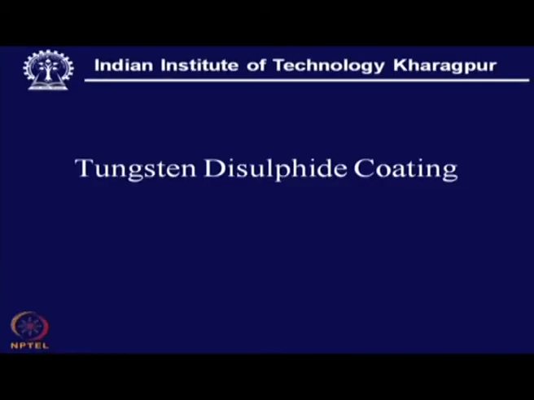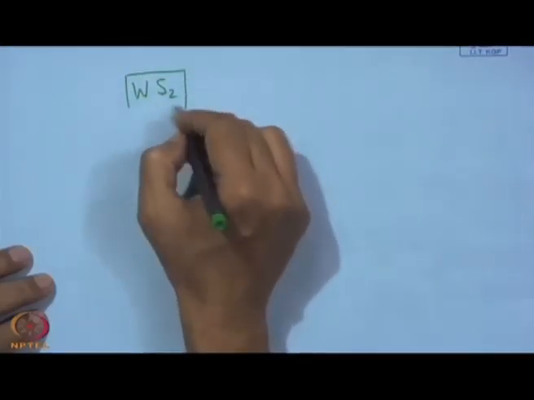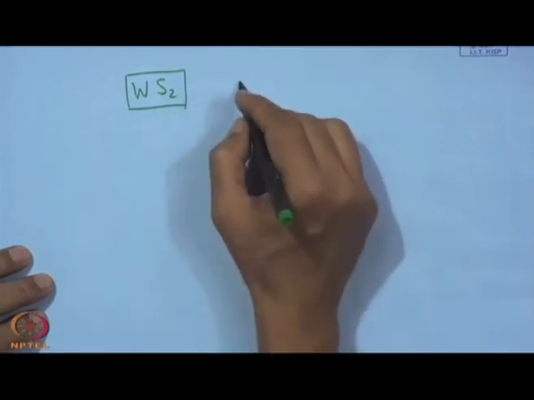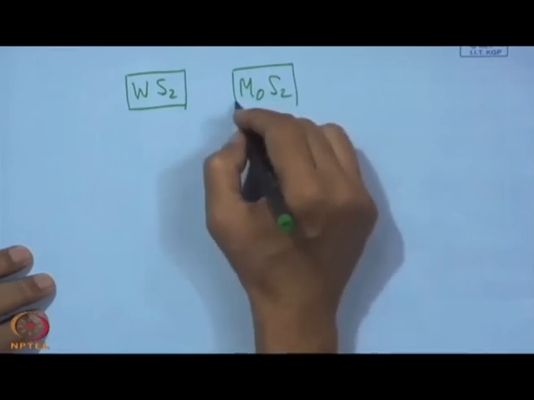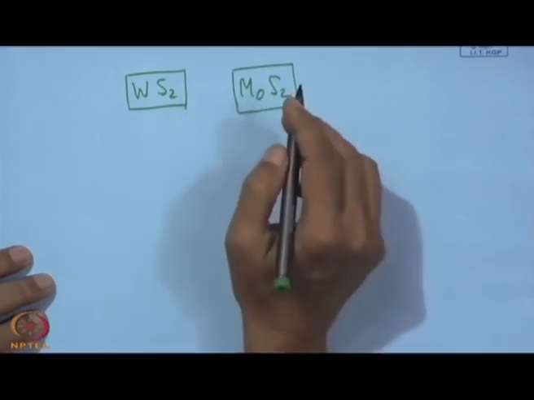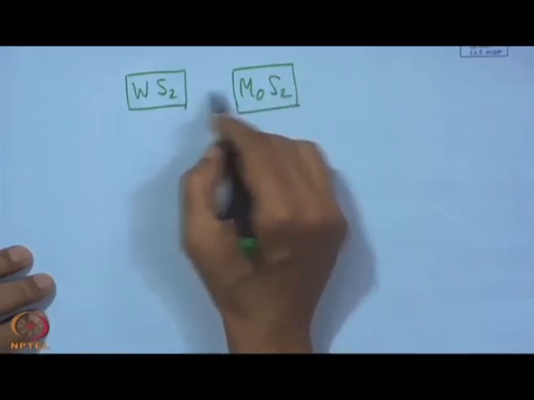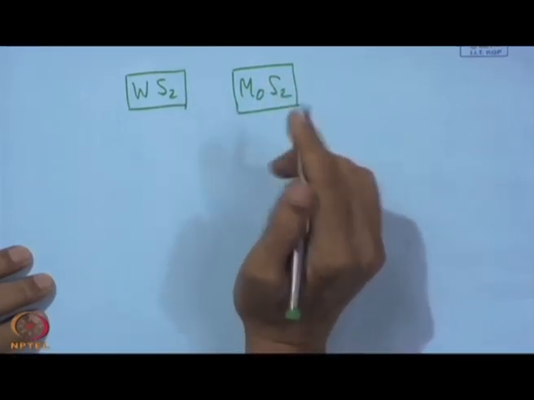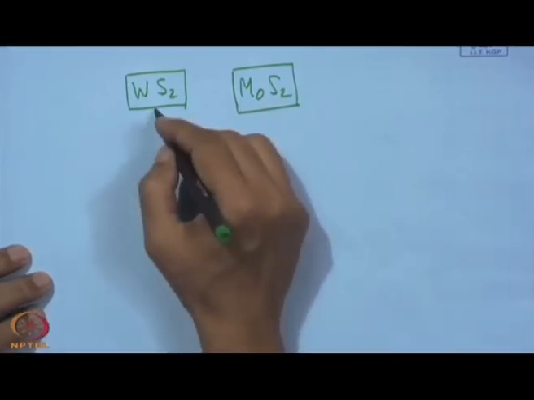Now, tungsten disulfide coating, WS2, is actually a super lubricious coating. In recent times people have a lot of interest in WS2 because it is superior to MoS2 in terms of its thermal stability and resistance to oxidation. Its performance is better than MoS2.